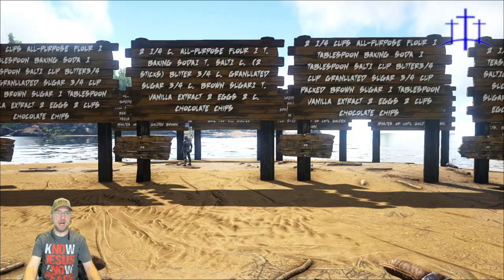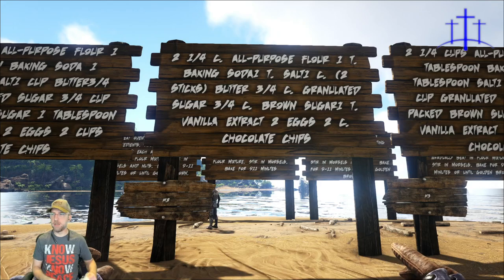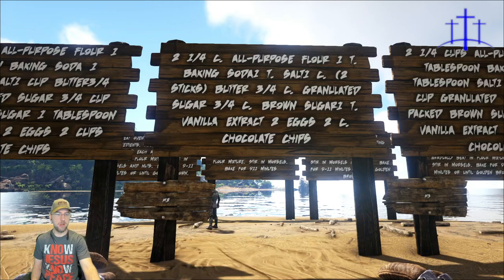Okay, so let's see here. 2 1/4 cups of all-purpose flour. Oh, look at that. M2 has an abbreviation for the cup. All right, M2 has an abbreviation of C period for a cup.